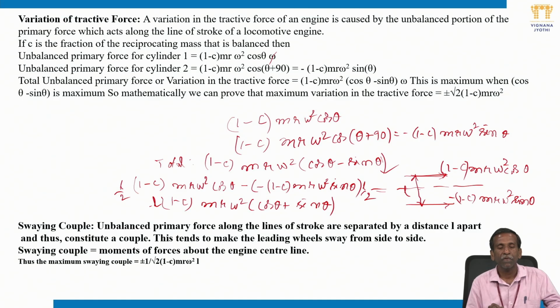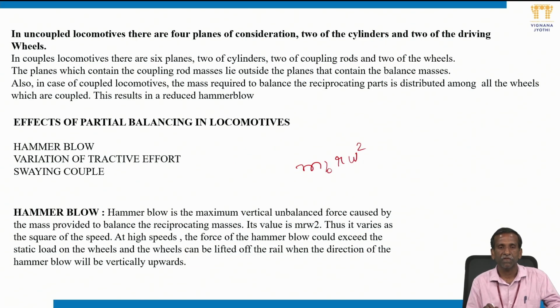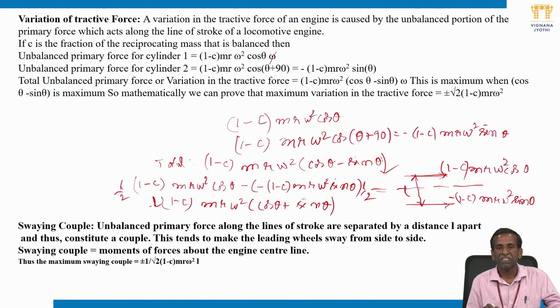That's all about the secondary swaying couple, secondary tractive effort, and primary swaying couple, primary tractive effort, and hammer blow. You know the magnitude of the vertical component of any of these. These are all about the effect of unbalancing, the effect of partial balancing of locomotives. So this is about the analyzing part of unbalanced or partially balanced locomotives. In coming lectures, we are going to see numerical exercises on all of these concepts one by one. With this I am concluding this lecture.